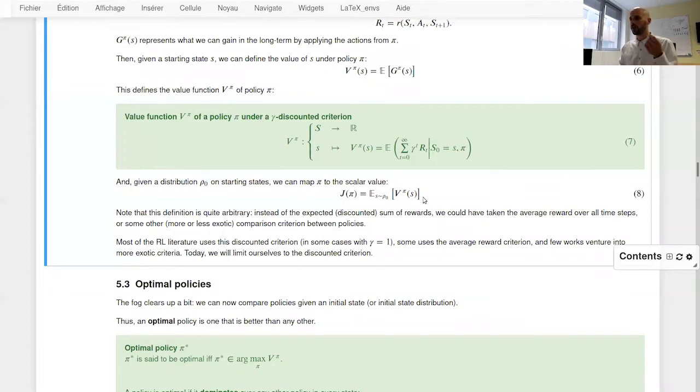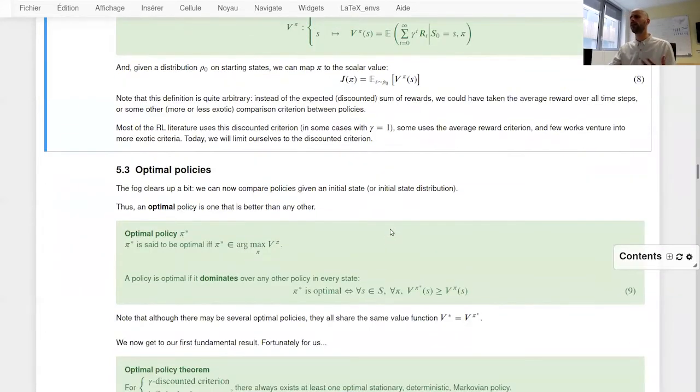Indeed, most of the reinforcement learning literature uses this discounted criterion, in some specific cases with gamma equals one. Some of the reinforcement learning literature uses the average reward criterion, and few works actually venture into more exotic criteria. So today we will limit ourselves to the discounted criterion, but I wanted to mention to you that other criteria exist and other people have studied other criteria.